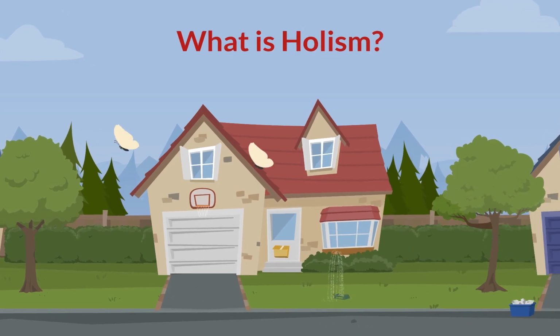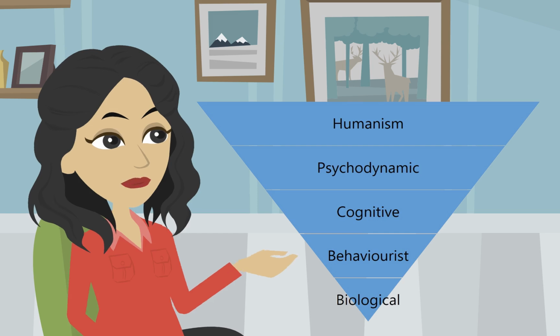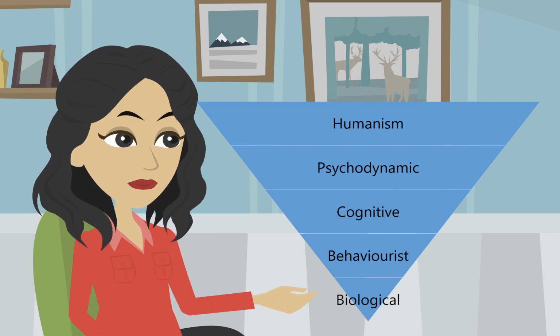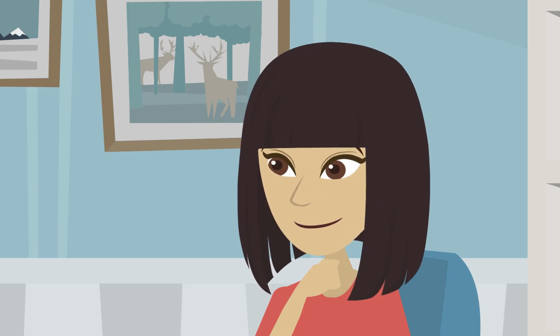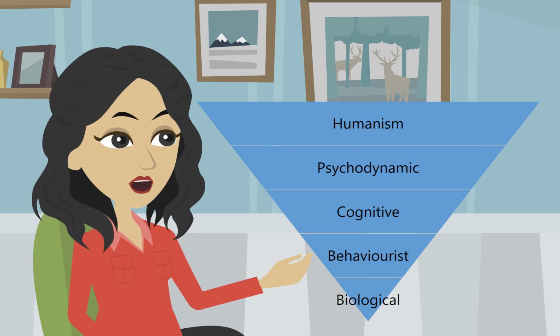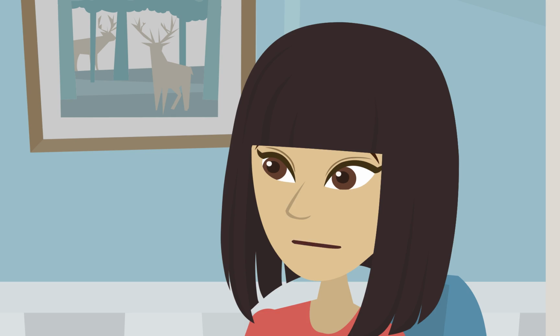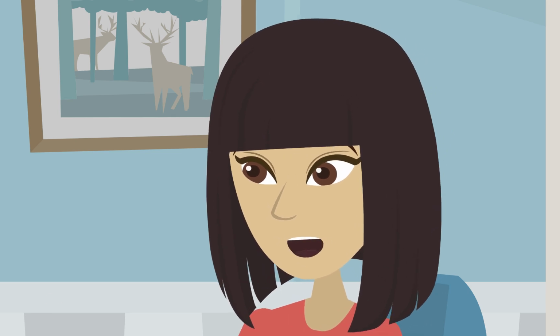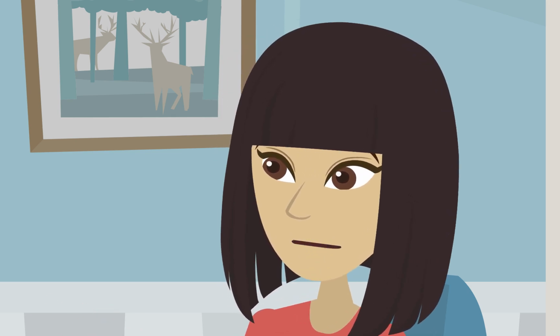What is holism? Holism is the opposite of reductionism, which focuses on individual parts. Holism, on the other hand, looks at systems as a whole. I see. So, how does that apply to understanding human behavior?